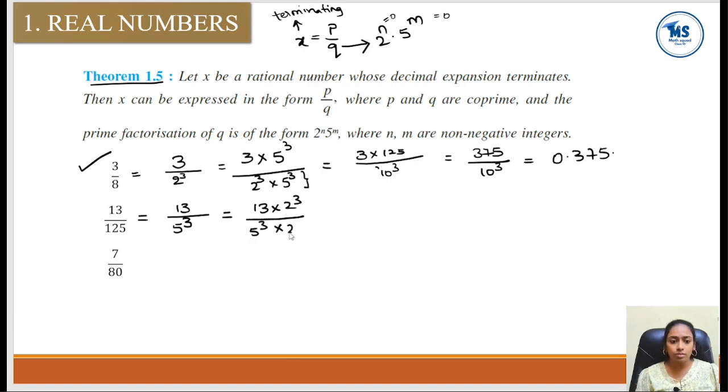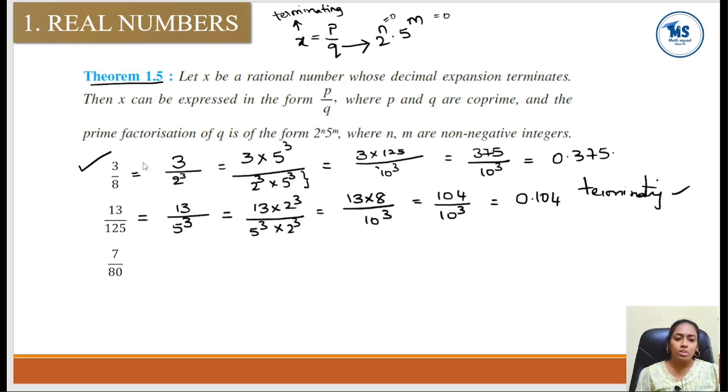5 cube into 2 cube. That is equal to 13 into 8 by 10 cube. 13 8s are 104, so it is 104 by 10 cube. This I can also write as 0.104, which is terminating.